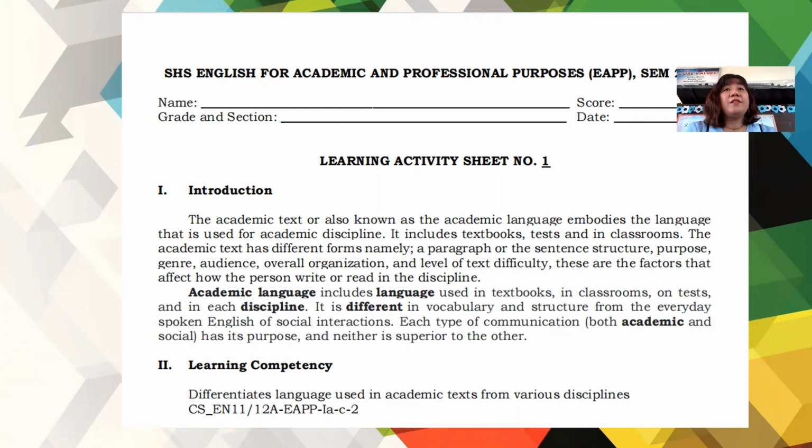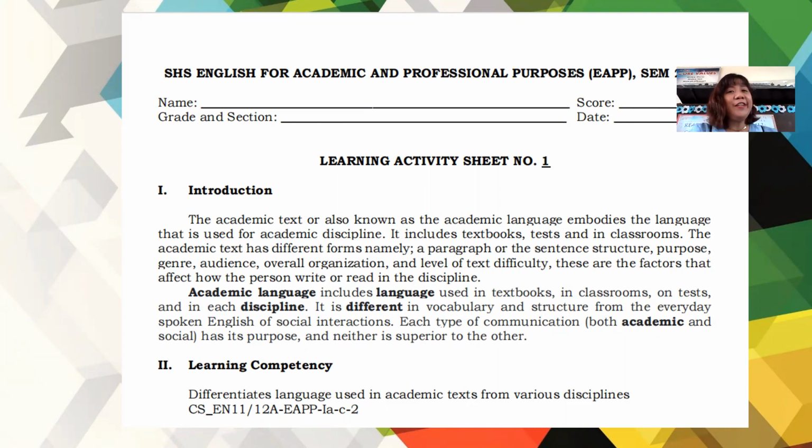And the academic text has different forms, namely a paragraph or the sentence structure, the purpose, the genre, the audience, the overall organization, and level of text difficulty. And these are the factors that affect how the person writes or reads in the discipline. One of the most prominent academic texts that we really use as students and as teachers would be our textbooks, and as well as learning activity sheets or modules provided by the Department of Education Philippines.